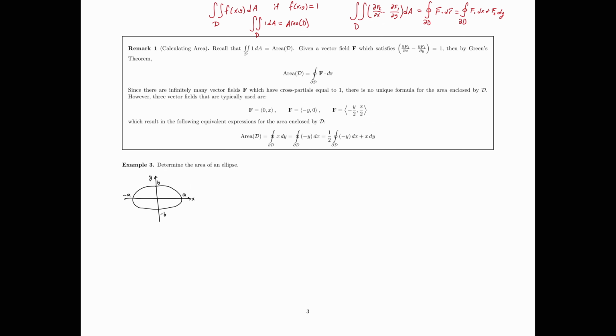And we know that for a circle of radius r, the parameterization is something like r of t equals r cosine t, r sine t. And this would be for t in the interval 0 to 2 pi.